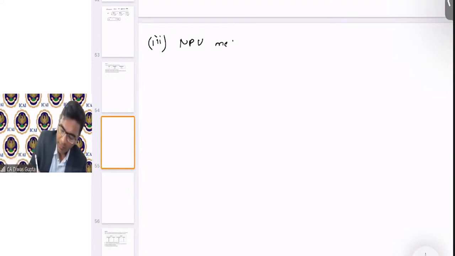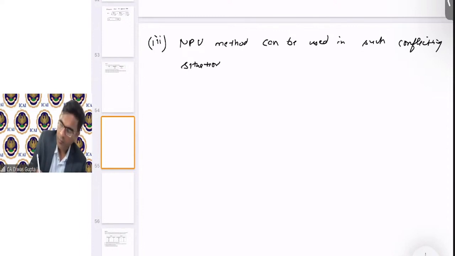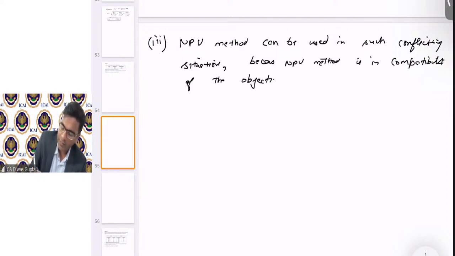NPV method can be used in such conflicting situations because NPV method is in compatibility of the objective of wealth maximization. Correct, students?